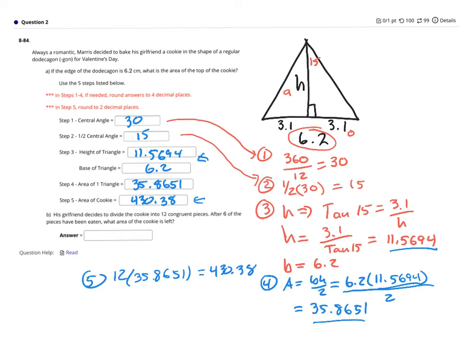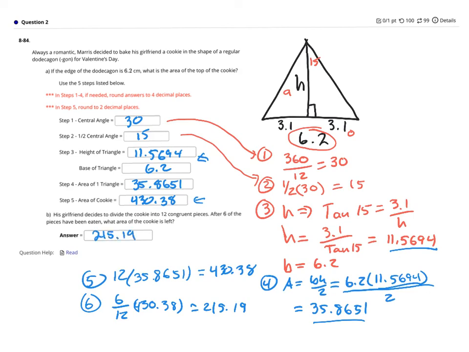And then this one is going to be 430.38. Then to find the answer of the last one, it says his girlfriend divided the cookie into 12 congruent pieces. After 6 of the pieces had been eaten, what area of the cookie was left over? Well, if 6 of them were eaten, that means that 6 of them are left. So I'm going to write a fraction. There's 6 left out of the original 12, and I multiply that by the area, which is 430.38. When you do that, you end up with 215.19.